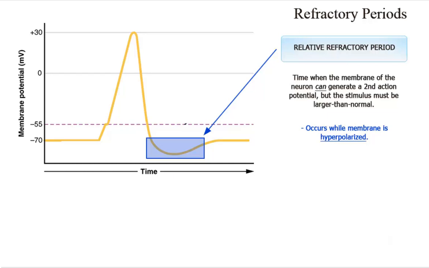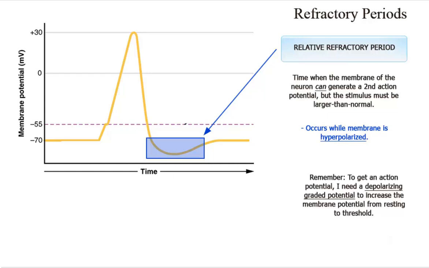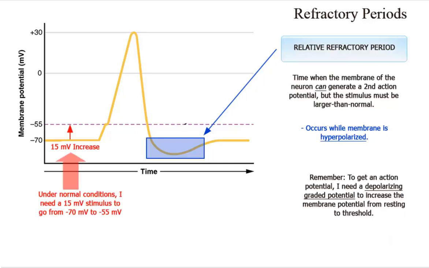So again, this helps us to review a couple of concepts. Remember that under normal conditions, to get an action potential, I have to have a depolarizing graded potential that raises my membrane potential up to the threshold value. So in this example graph that I'm showing here, I would need a 15 millivolt stimulus that would allow my membrane potential to go from minus 70 to minus 55 under normal conditions.